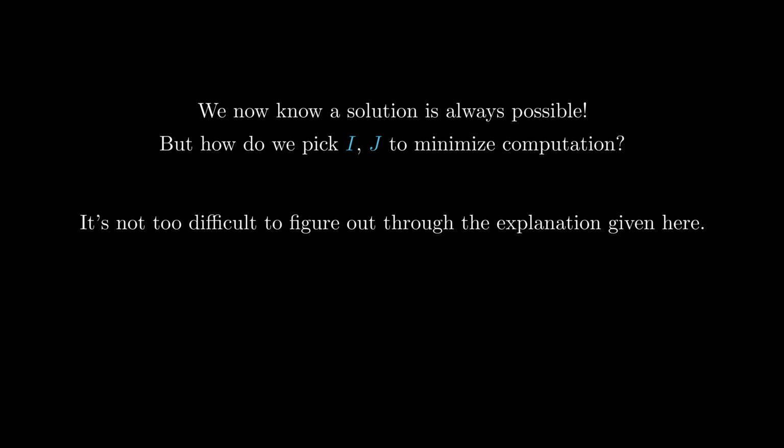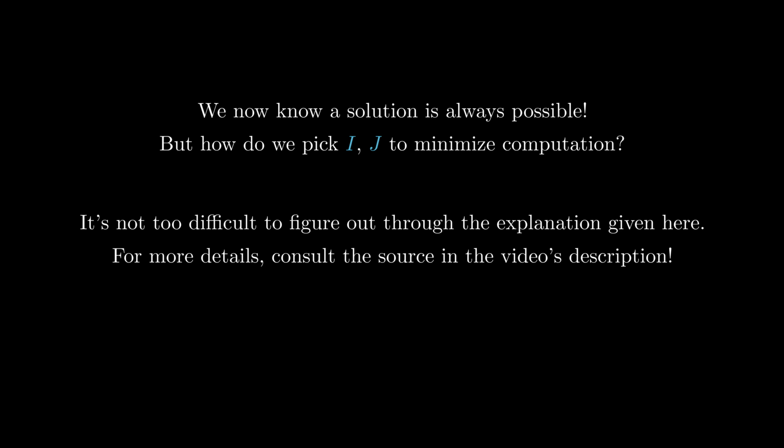Okay, now that we know a solution is always possible, how do we select bounds for i and j? It would be nice to know where to stop so that we can guarantee a solution can be found, and preferably with tight bounds, so that we don't waste too much computation. It turns out that through the explanation we just went over, it is not too difficult to derive some upper bounds for i and j, but we will actually leave this part out of the video.